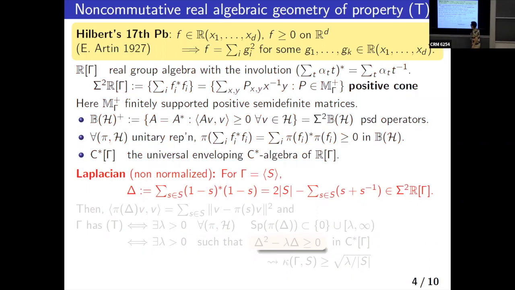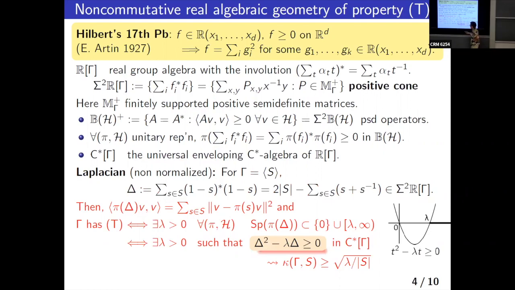Today it's about the non-normalized Laplacian for a generating set S. The combinatorial Laplacian for gamma is the sum of (1 minus S)* (1 minus S) in the group algebra. 1 times 1 is 1, the neutral element. S star is S inverse, and S inverse times S is 1. So it's 2 minus S minus S inverse. It's like this.